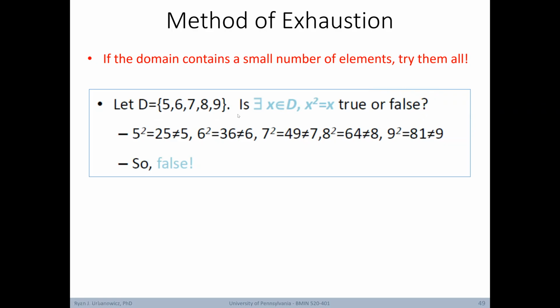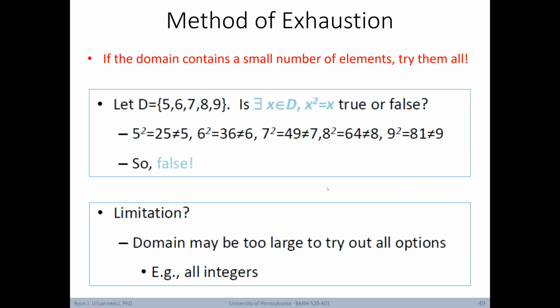And we want to find out if this statement is true or false. We can determine truth by checking and substituting in every single value in this domain. When we check all of these numbers using the equation x squared is x, we find that they're all false. Therefore, we've determined that this formula is false given the domain. What's the limitation of this method by exhaustion?